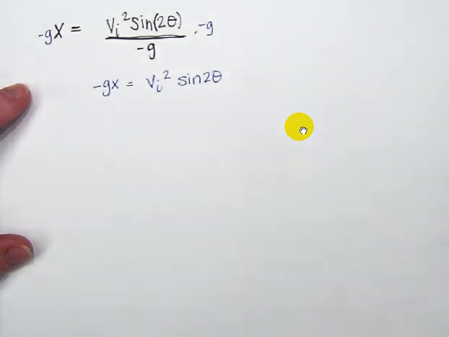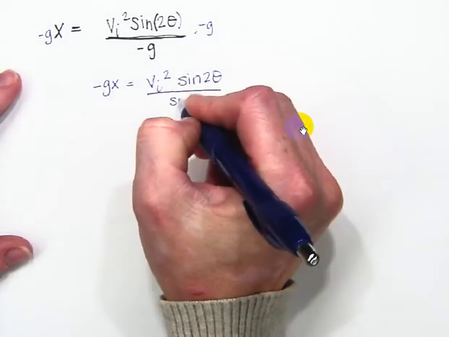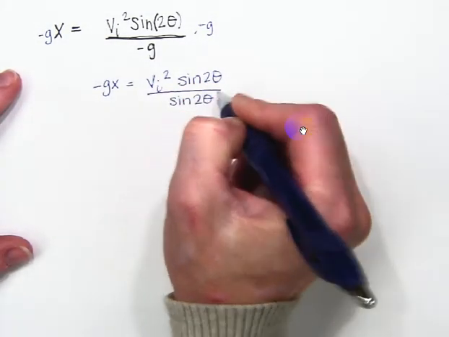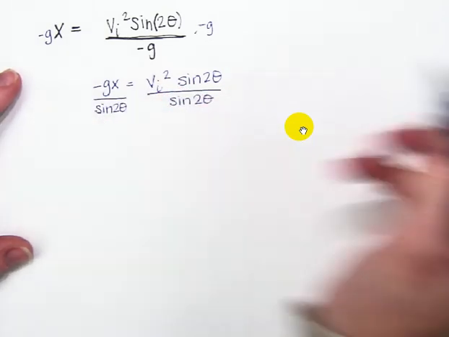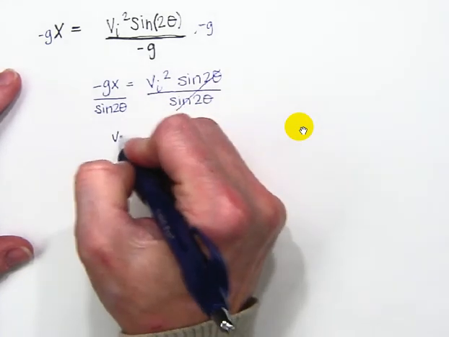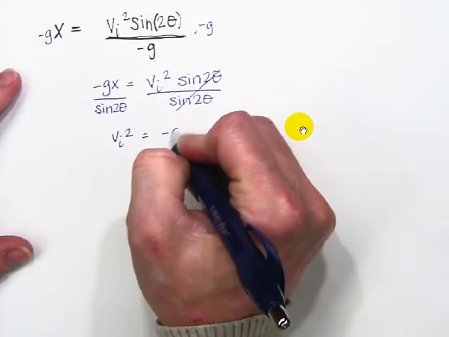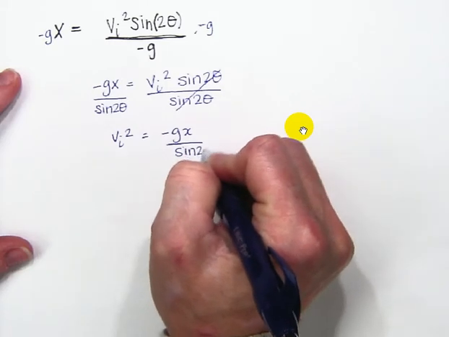Then I need to get the initial velocity by itself, so I need to undo multiplying by the sine of 2 theta. So I'm going to divide both sides by the sine of 2 theta. And now I have the initial velocity squared equals negative g of x divided by the sine of 2 theta.